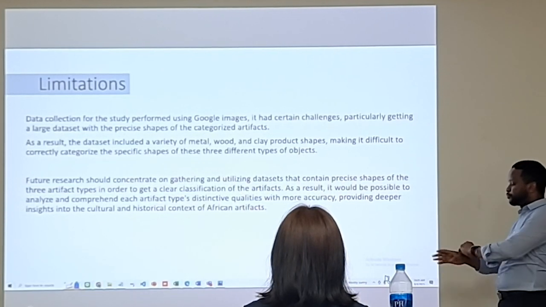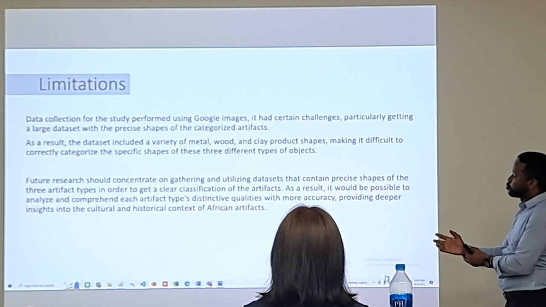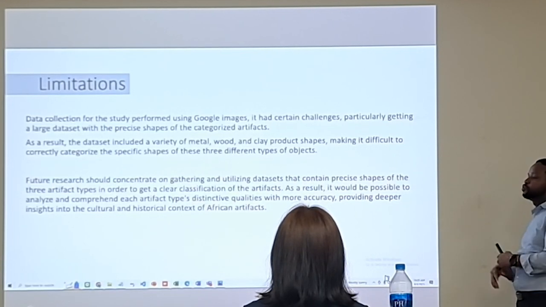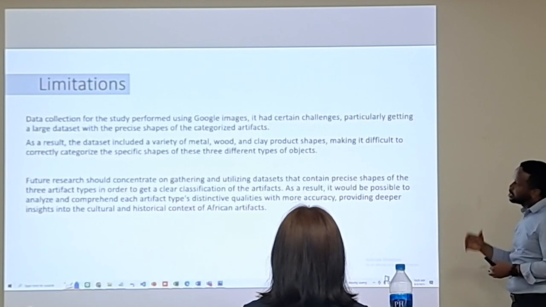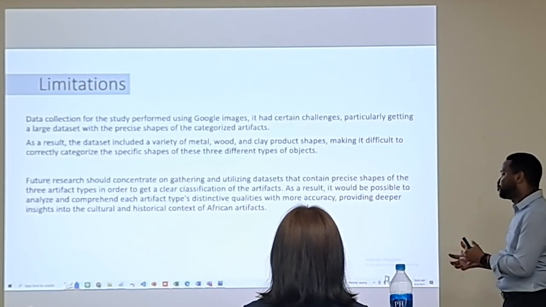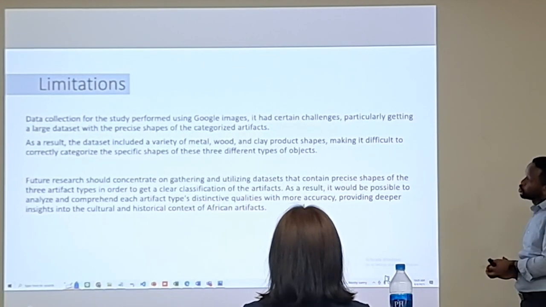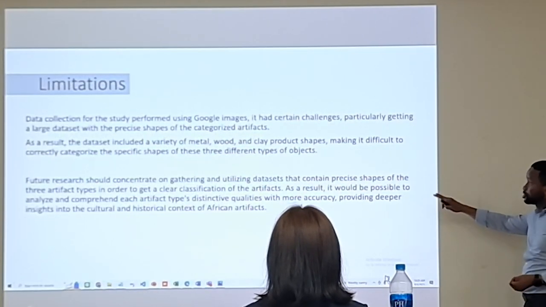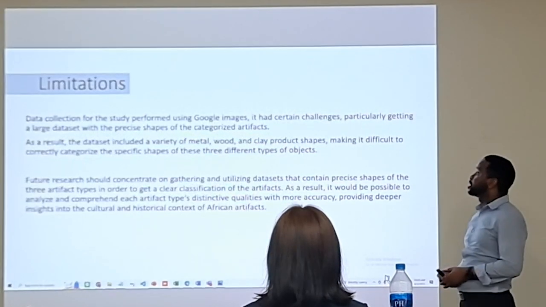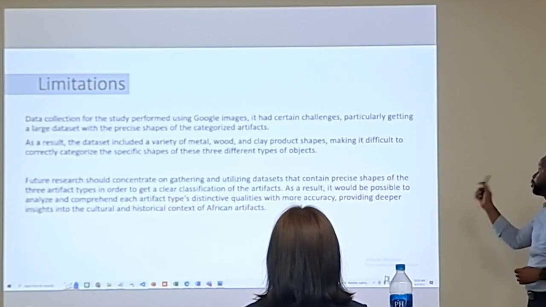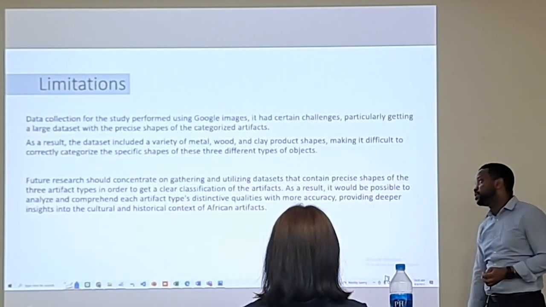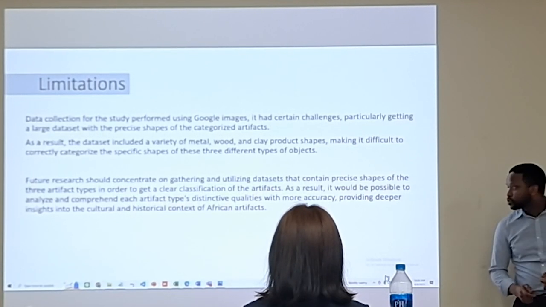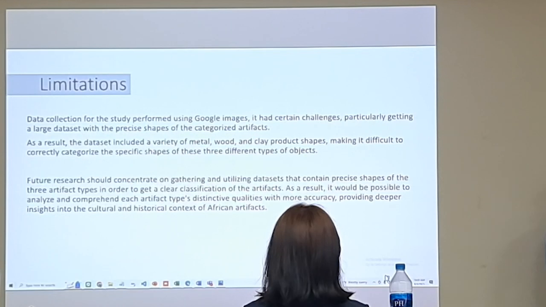For example, if you are classifying an arm, it is easy if you classify a wood arm, a metal arm, and a clay arm. But here in the data set, I used different kinds of shapes and forms. So that might be the limitation for me to get a clear classification. So I suggest that future studies concentrate on gathering and utilizing data sets that contain the precise shape of the three artifact types in order to get a clear classification. As a result, it will be possible to analyze and comprehend each artifact type's distinctive qualities with more accuracy, providing deeper insight into the cultural and historical context of African artifacts.